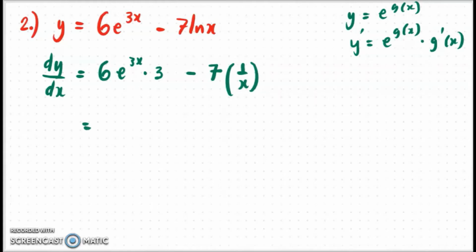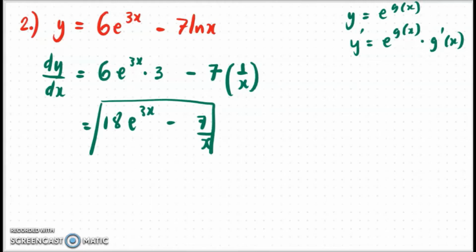Then simplifying this, we get 6 multiplied by 3, that's 18. So we have 18 e raised to 3x minus 7 over x. And that's it for this example.